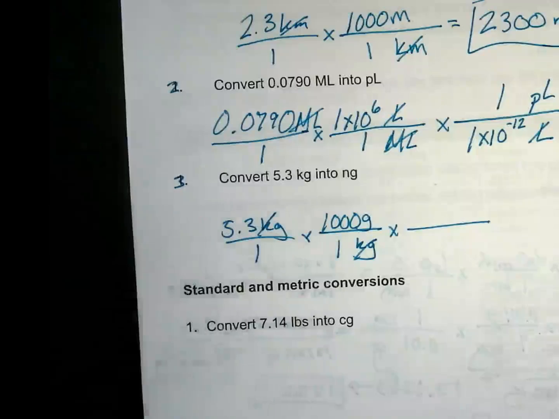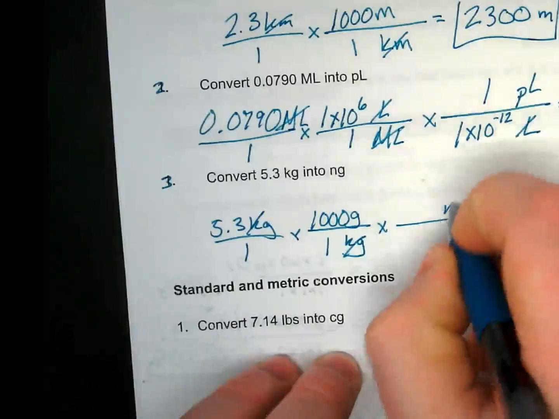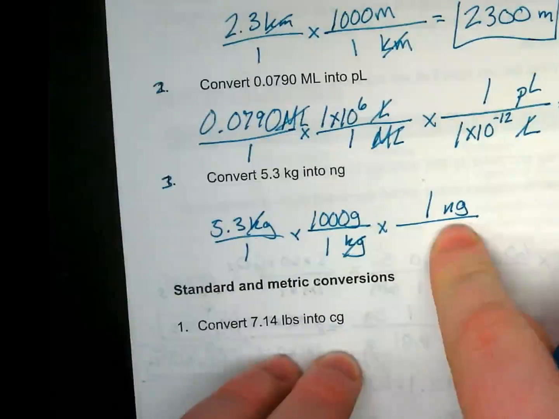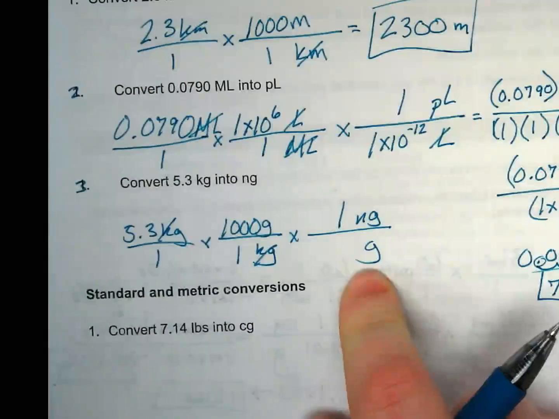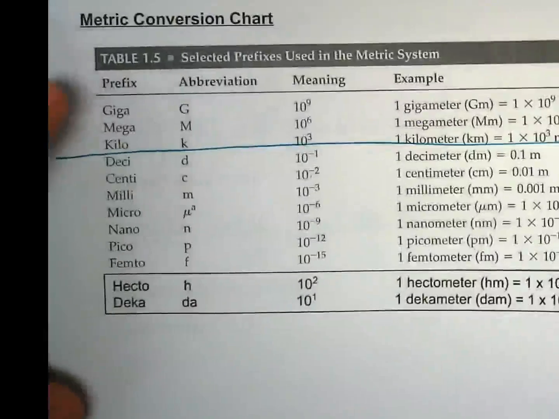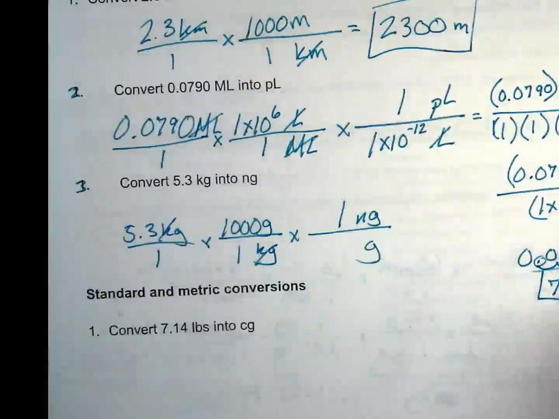So now we've got to convert grams to nanograms. Got grams there, nanograms there. Nanograms get 1 because it has a prefix. And then how many grams are in 1 nanogram? Look in here, 1 times 10 to the negative 9th.